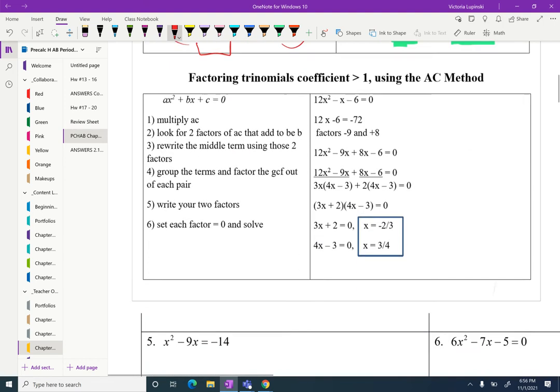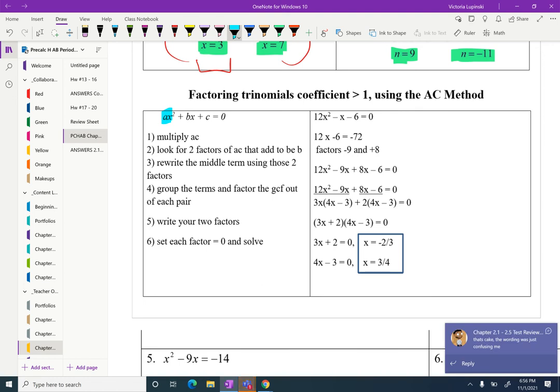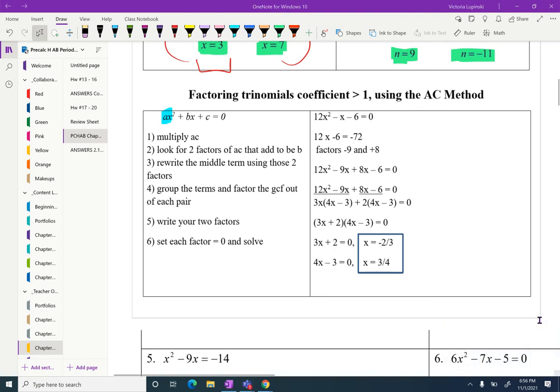And then if you need it, this is just a review of the AC method. Remember that the AC method is what you might use when you have something greater than 1 out front. Some people might also be using a guess and check method of some kind. I don't really care what you have to do in order to get to this factorization and these factors, as long as you can do it. But this is how you might have learned it. I'm using what's called the AC method.